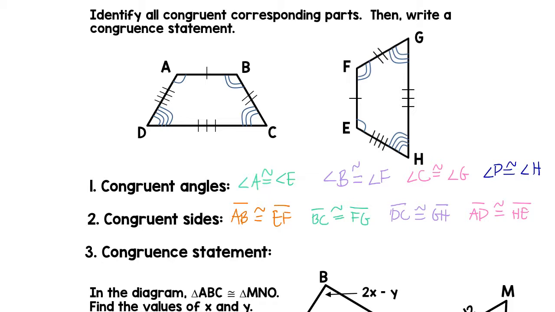Final congruence statement. Polygon ABCD is congruent to, now here's the tricky part. We have to put the vertices in the same order on the congruent polygon as we have them in the initial polygon. So if the initial one's A, B, C, D, the second one has to be E, F, G, H to show what parts of those are congruent. There you go. All the angles are congruent. All the sides are congruent. That means the polygons themselves are also congruent.